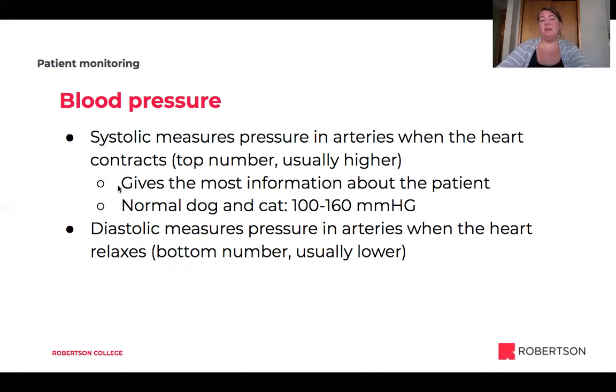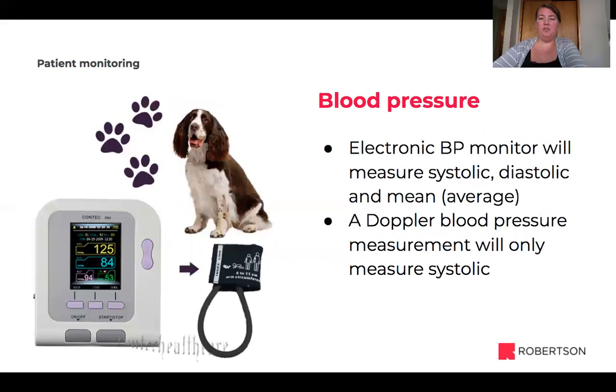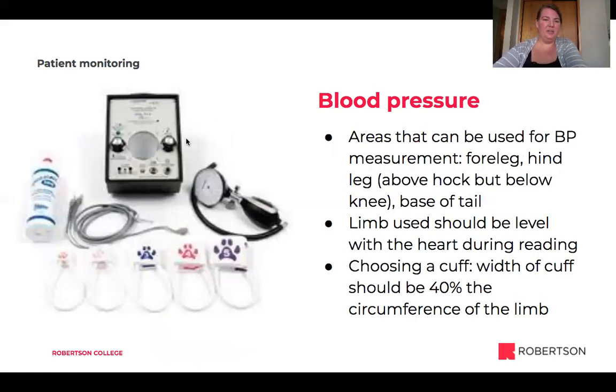So systolic is the measure that gives us the most information about the patient. We are concerned about high numbers of diastolic, but systolic is going to be the more important number. And fortunately for us, we can measure systolic with all types of machines. So if we have an electronic blood pressure monitor, one that looks like this, it does all the inflating of the cuff and the measurement automatically, it will give you a systolic and a diastolic pressure. If, however, you're using a Doppler monitor, it's only going to measure the systolic pressure. And that's the one that we're most concerned about.